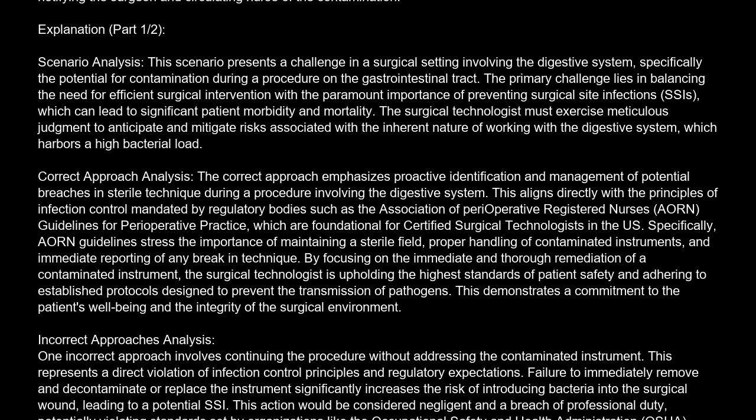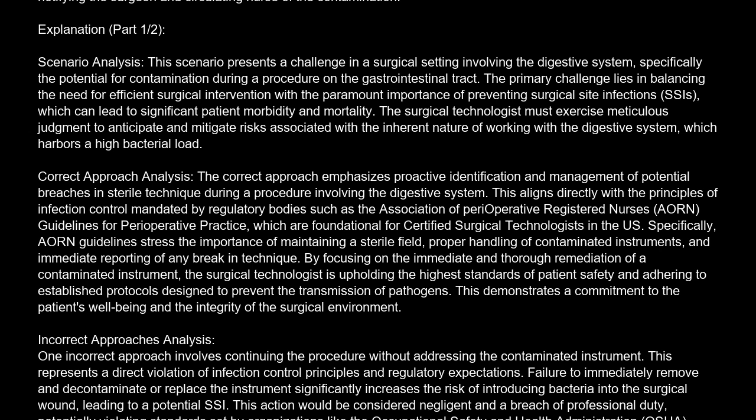Specifically, AORN guidelines stress the importance of maintaining a sterile field, proper handling of contaminated instruments, and immediate reporting of any break in technique. By focusing on the immediate and thorough remediation of a contaminated instrument, the surgical technologist is upholding the highest standards of patient safety and adhering to established protocols designed to prevent the transmission of pathogens. This demonstrates a commitment to the patient's well-being and the integrity of the surgical environment.